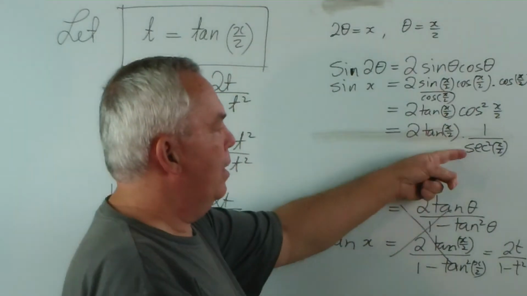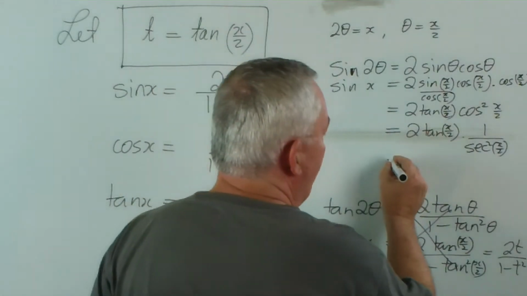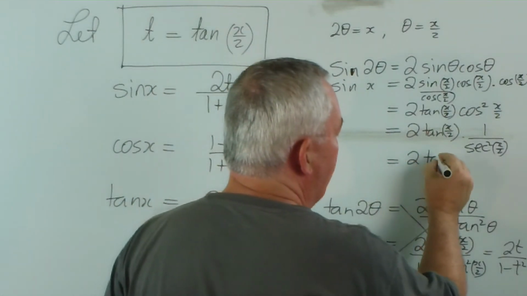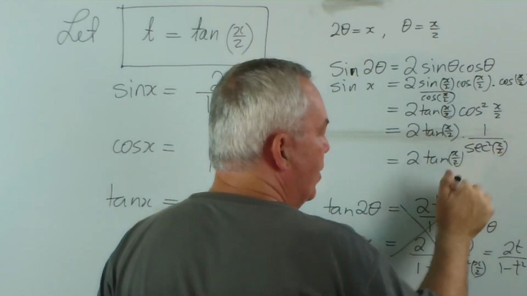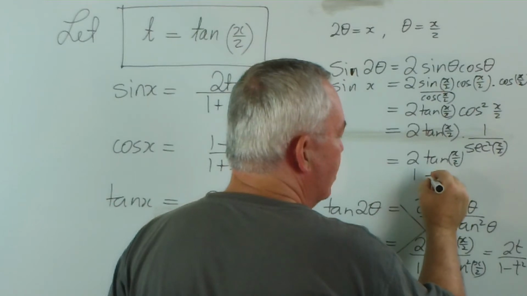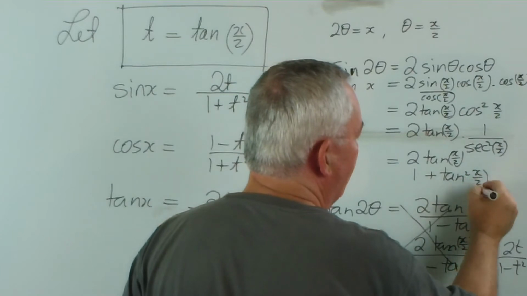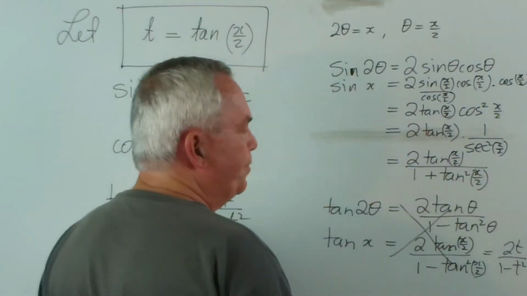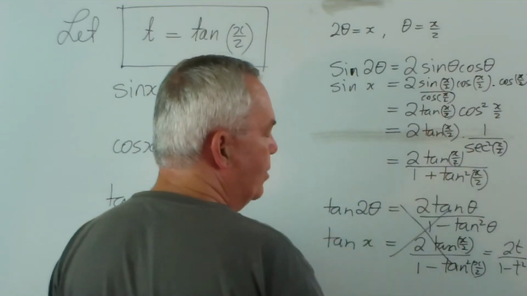Because secant and cosine are reciprocal ratios. And we have another identity that says that secant squared is 1 plus tan squared. So replace the secant squared x on 2 with 1 plus tan squared x on 2.